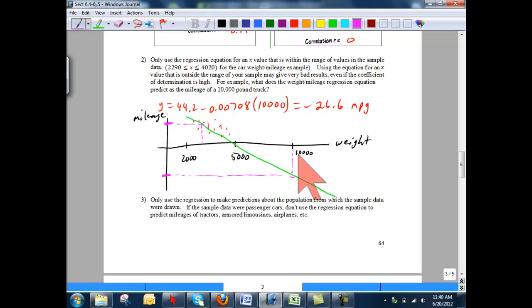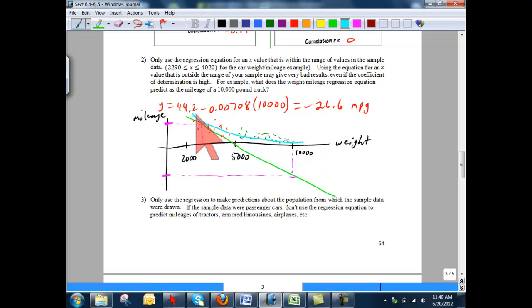The reliability drops off. If you think about it, what would the mileage be for heavier vehicles? I mean, they can't physically go negative, so if you had more vehicles available, you'd probably see something like this, that the mileages would taper off and get smaller and smaller and never actually go negative. And so the line is really not the right shape to fit this data. If I had all of the data available, I probably would choose some sort of curve that went like this and do a different kind of regression.